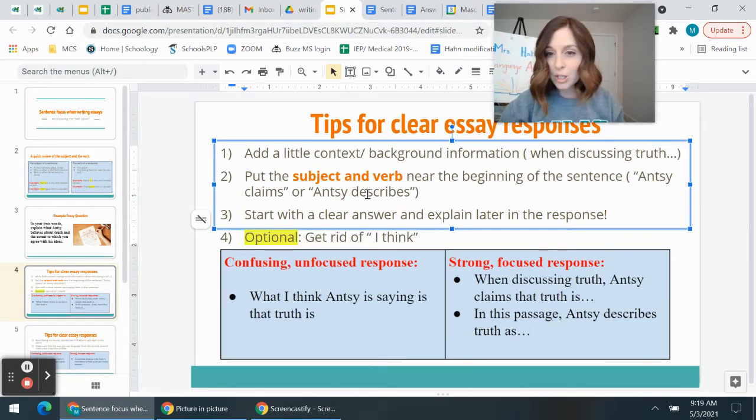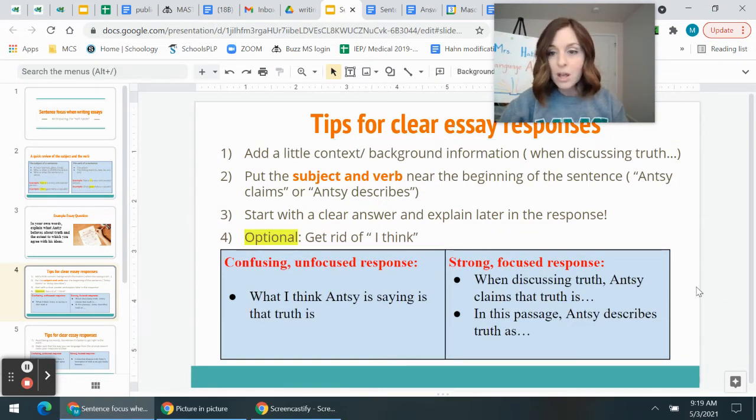It's important to have the subject at the beginning because then the reader knows exactly what you're talking about, because if you have it at the end of the sentence, that sentence can get really confusing. Number 3, start with a clear answer and then explain later in the response. Don't start with your quote immediately. Don't start with your explanation.